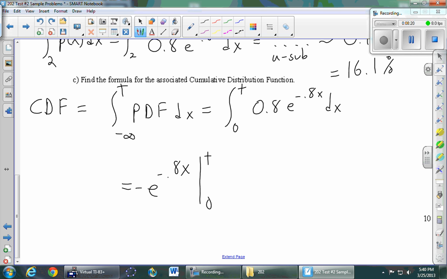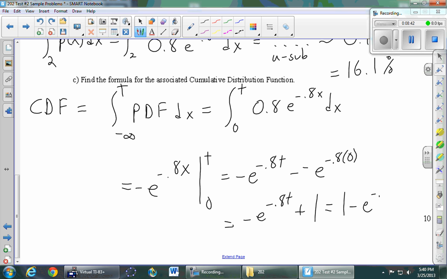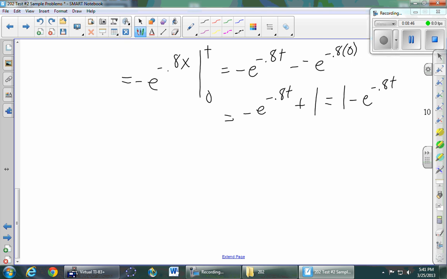And then we'll plug in. The x becomes t, and then it becomes 0. Negative e to the minus 0.8t minus negative e to the minus 0.8 times 0. Okay, we'll copy this part. Minus minus makes plus. Anything to the 0 is 1. So ultimately we get 1 minus e to the negative 0.8t. And pretty much that's the answer.